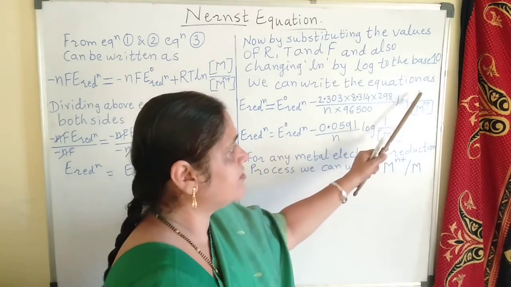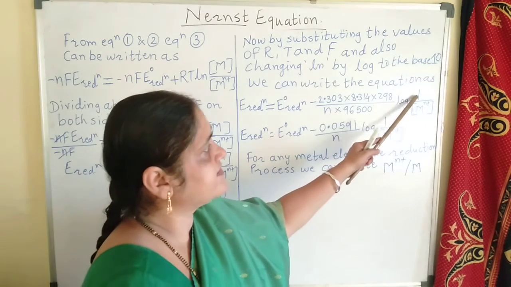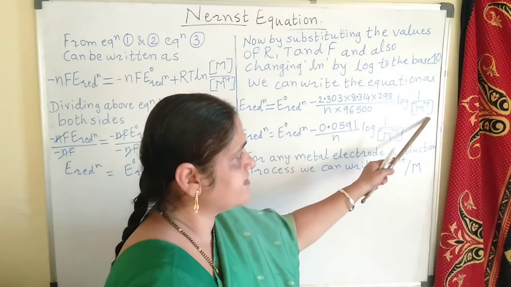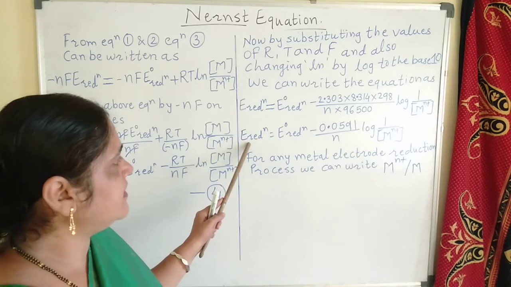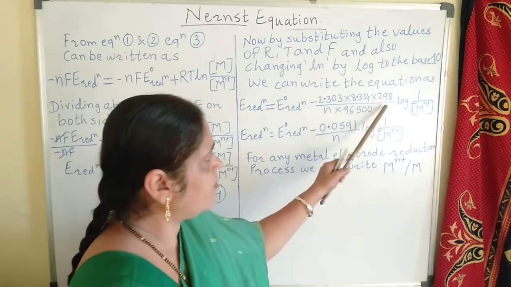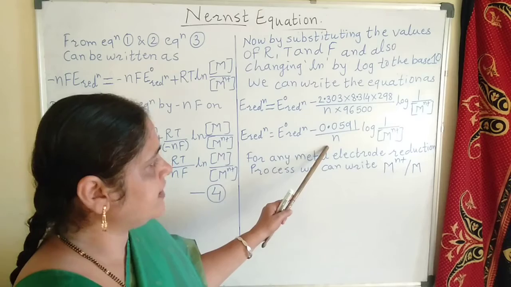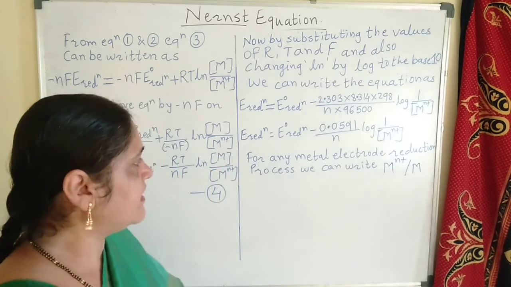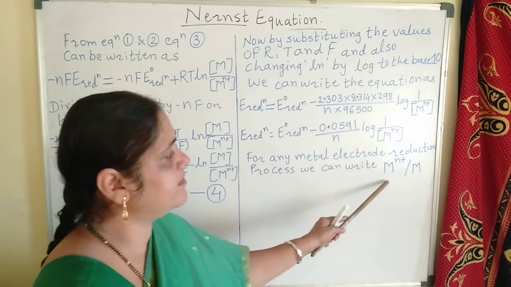Now here the concentration of the solid metal will be taken as unity. Therefore, instead of writing M, I am writing directly 1 upon the concentration of Mn+. So this equation will become E reduction is equal to E naught reduction minus, and the calculation of all these numbers will give you the value 0.0591 upon n into log of 1 upon Mn+ concentration, right. Now for any metal electrode, the reduction process we can write as Mn+ to M.